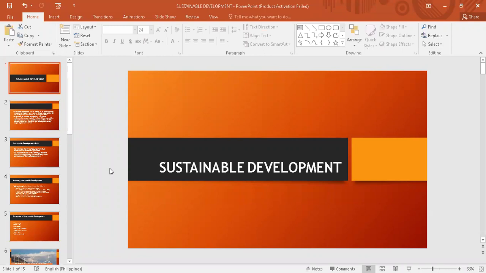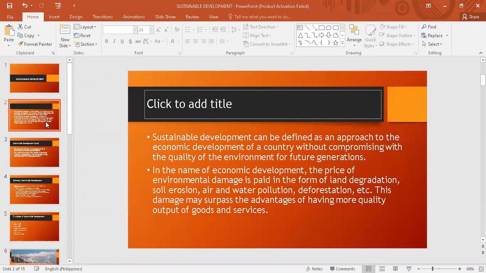Good morning po. So for today, idi-discuss ko po ang topic na sustainable development as the second to the last part or second to the last topic ng subject na Contemporary World. So this subject, sustainable development can be defined as an approach to the economic development of a country without compromising the quality of environment for future generations.